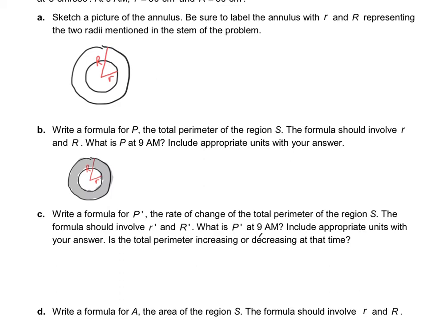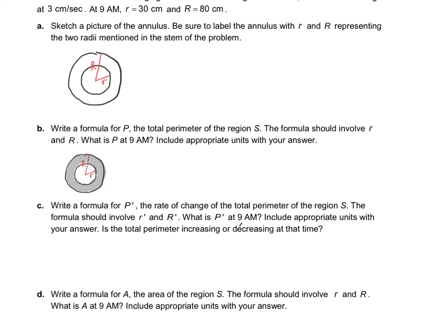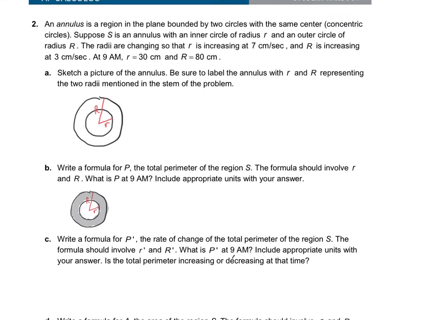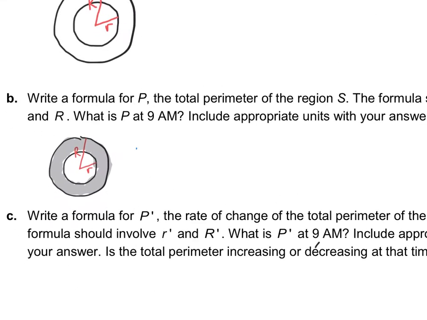All right, I guess that's it. What is P at 9 a.m.? Oh, let's write a formula for P first. So the formula for P equals the circumference of the inner one plus the circumference of the outer one. Just keep in mind, circumference is 2 pi r.